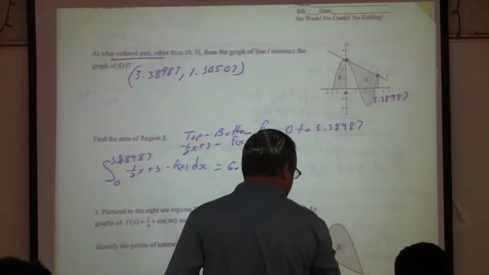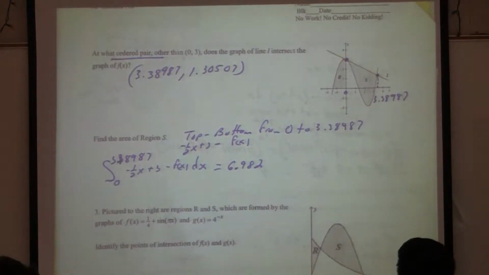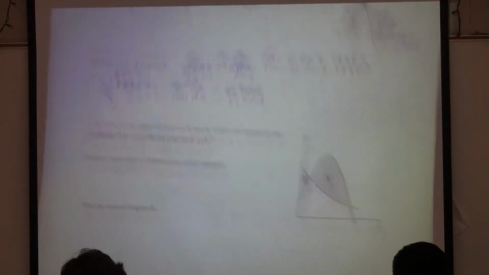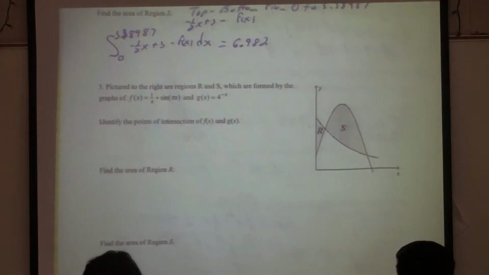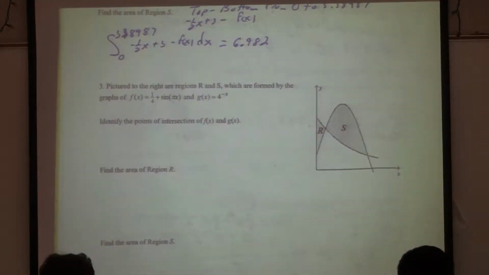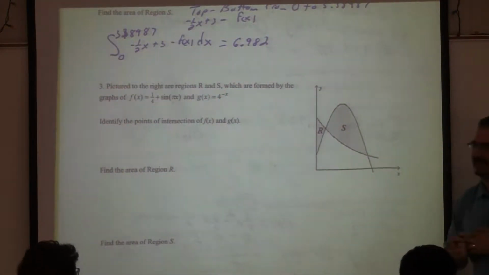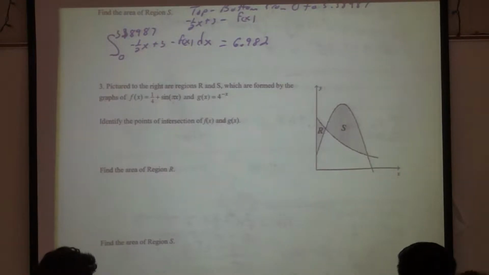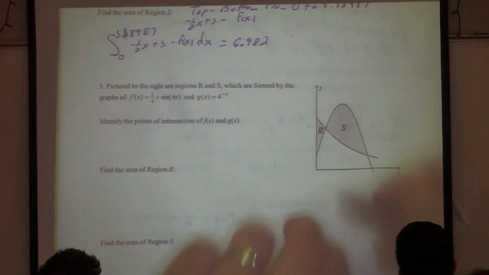All right. So let's look at this next example here. It says, pictured to the right are regions R and S, which are formed by the graphs of f of x and g of x. So looking at these two, which one do you think would be the sine one, and which one is the exponential one? The one going up. The one going up is the sine?